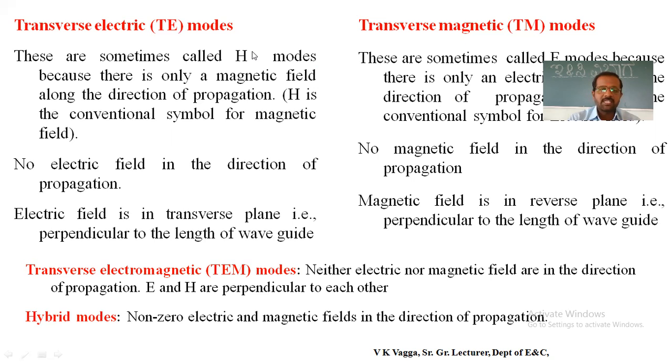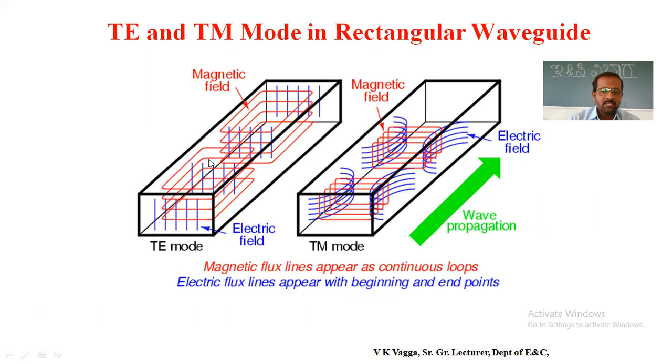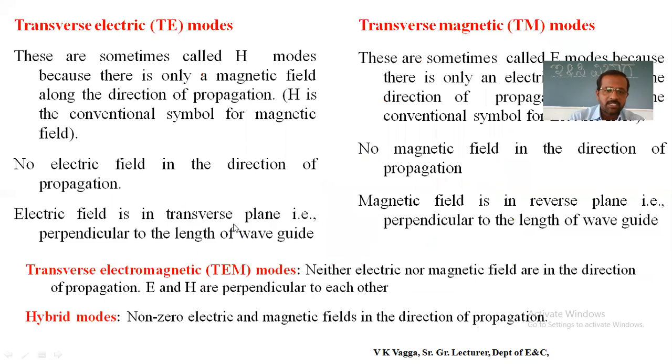You can see this diagrammatically, this is the representation of the TE mode, on the left side. All the electric field E lines, indicated by the blue color, are electric lines and are perpendicular. As I mentioned, the electric field in the transverse plane is perpendicular to the length of the waveguide.